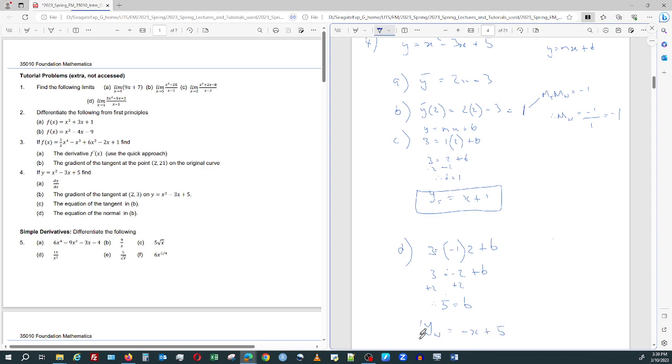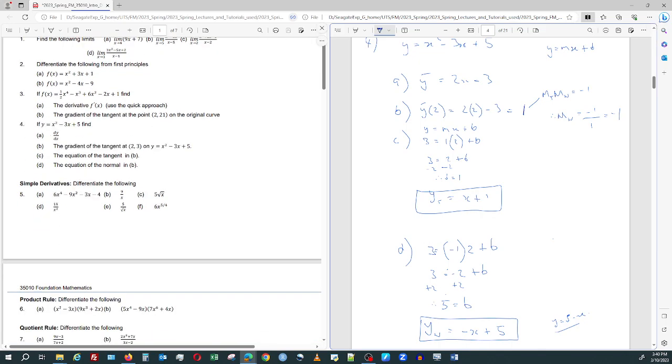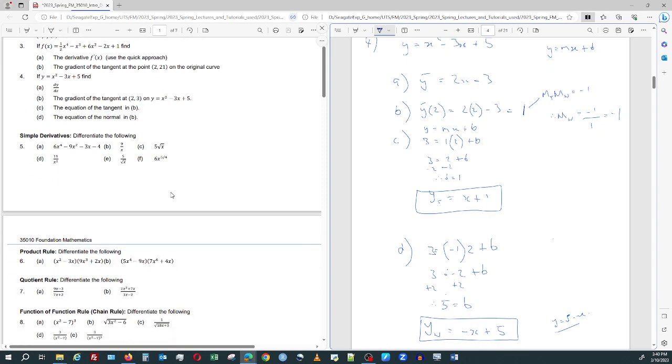So that's our second part. So we've got y_t equals x plus 1. And you can write that as y_n equals 5 minus x if you wanted to. I'm just following the convention that we use, y equals mx plus b. Alright, so that takes us to 4. So what I'll do is put the simple derivatives. I'll have a break here now, and I'll be back soon. That was part 2.